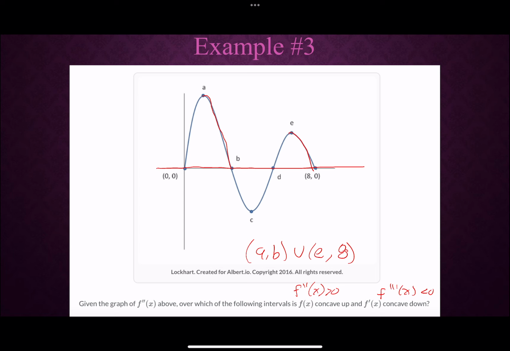All right, so that's generally how they go through that process. Again, concave up in the second derivative for the original function is where the second derivative is positive. Concave up or down based off the first derivative would then be looking at where in the second derivative we are increasing or decreasing. That's a relatively rare circumstance, but it does show up.